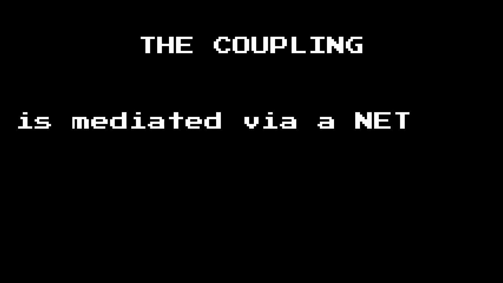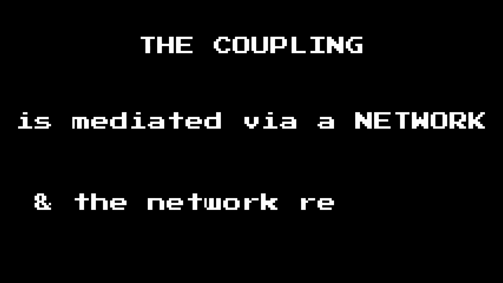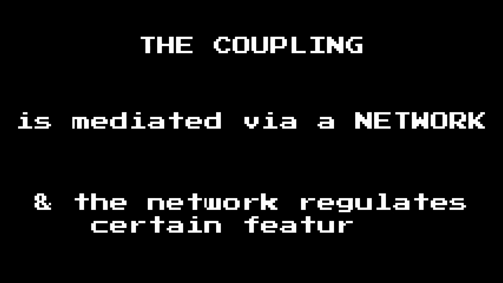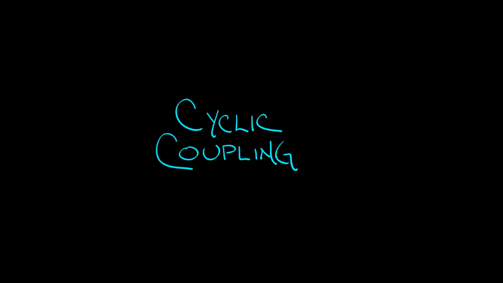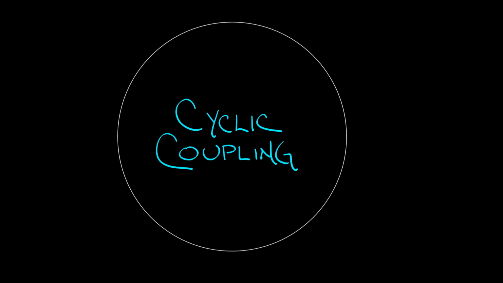In a network of simple spinors that are coupled together, the coupling is really mediated or regulated via the network, and the underlying network is what is really behind certain features. What do I mean by that? Well, instead of the linear coupling that we've just looked at, let us turn to a cyclic coupling. And that means that you can think about our oscillators, our spinors, as being arranged around a circle.